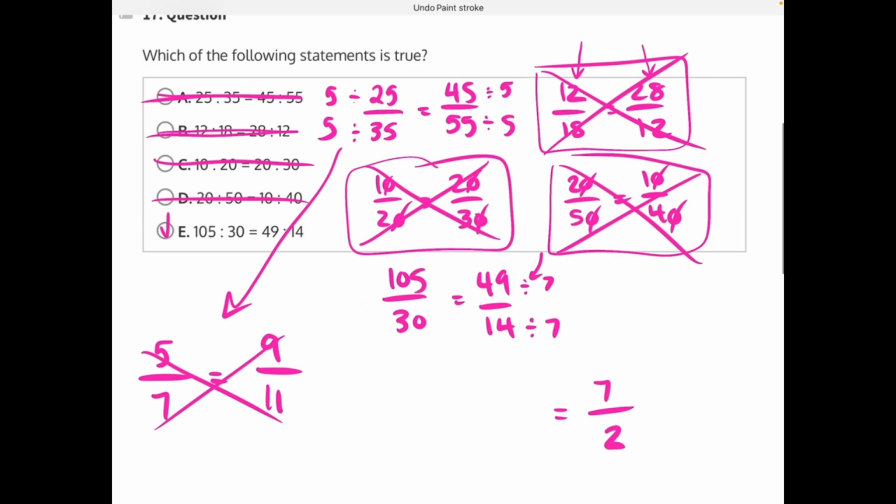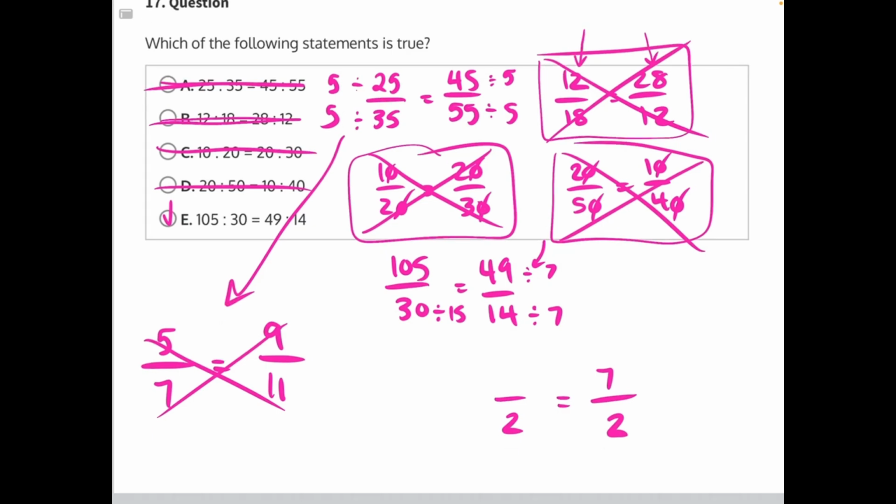I know that half of 30 is 15, so 30 divided by 15 would give us 2. So that means we would also need to divide 105 by 15. And if we were to do that math, well, we would just need to estimate. We would do 7 times 15. 7 times 5 will give you 35. 7 times 1 is 7, plus 3 is 10. So we know that that is true. 7 over 2 and 7 over 2 are equivalent, making E the correct answer.